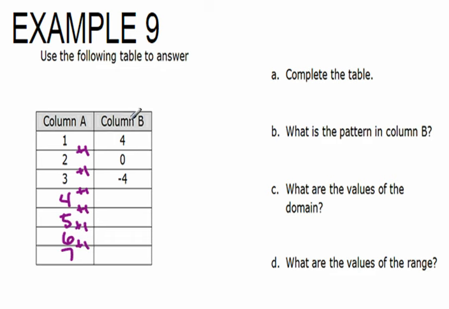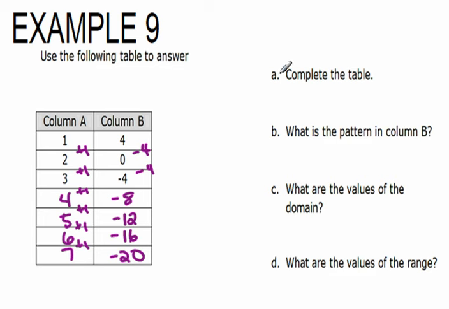In column B, we're going from 4 to 0. So that's obviously a difference of 4, but are we adding 4 or subtracting 4? To go from 4 to 0, we're obviously getting smaller, which means we are subtracting. And then from 0 to negative 4, again, we're subtracting. So each time we're going to subtract 4. This will give us negative 8, negative 12, negative 16, and negative 20.